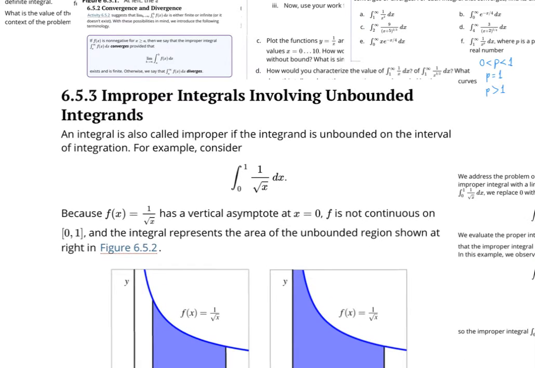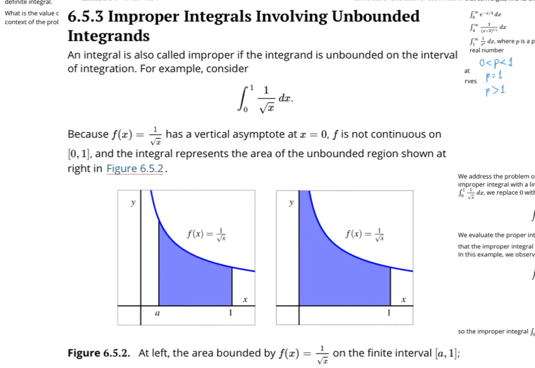So there's a second type of improper integral, and this one is a type that involves unbounded integrands. In other words, the functions that we're integrating are unbounded in some way. Okay, let's consider for the moment the integral from 0 to 1 of 1 over square root of x dx. Notice that this is not an unbounded interval, but what's going to happen is that this integrand is in some way unbounded.